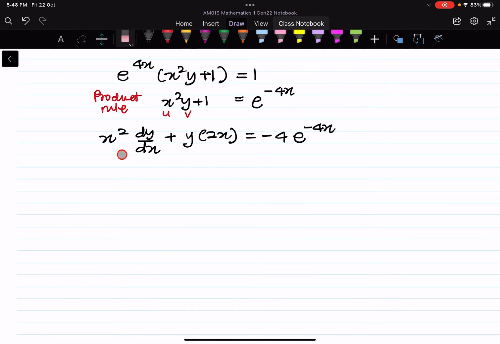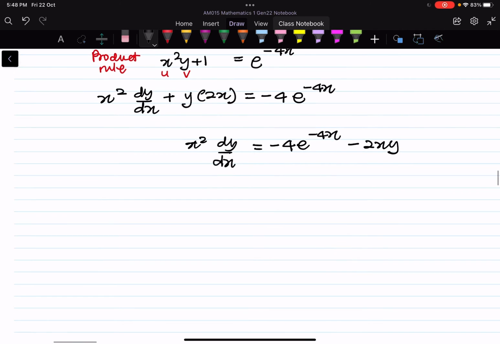Now, let us bring this term to the right hand side. x squared dy/dx equals negative 4 e^(negative 4x), and I expand this, it becomes minus 2xy. Then let us cross multiply x squared to the right hand side: negative 4 e^(negative 4x) minus 2xy, divided by x squared.